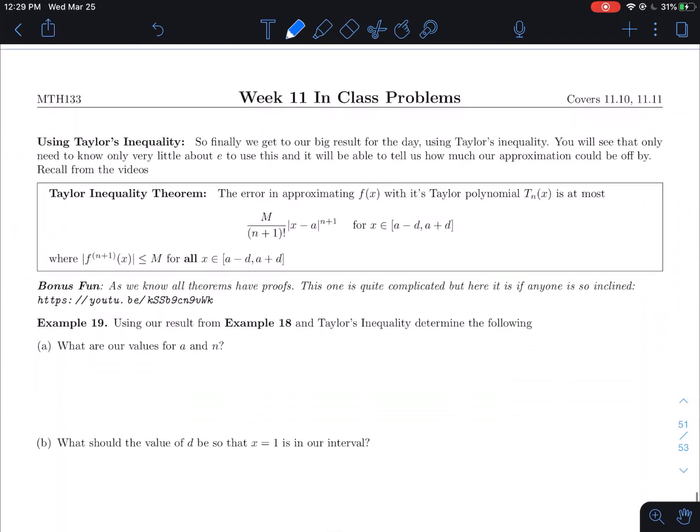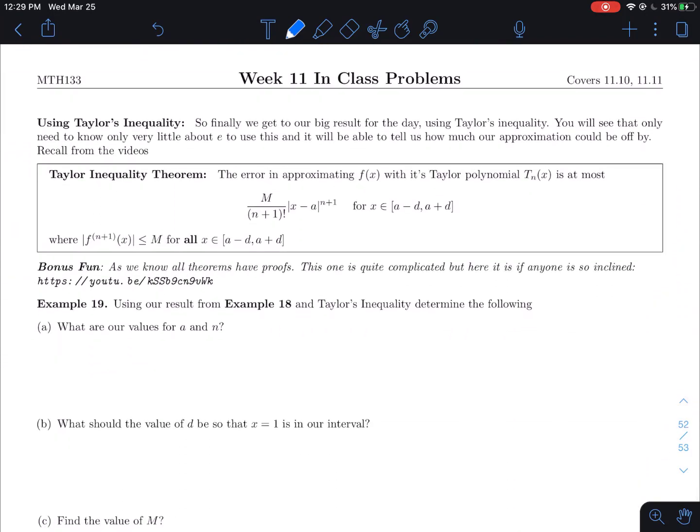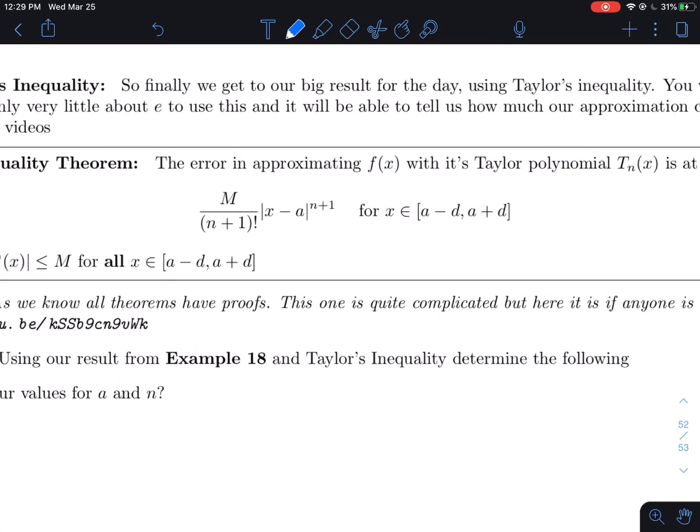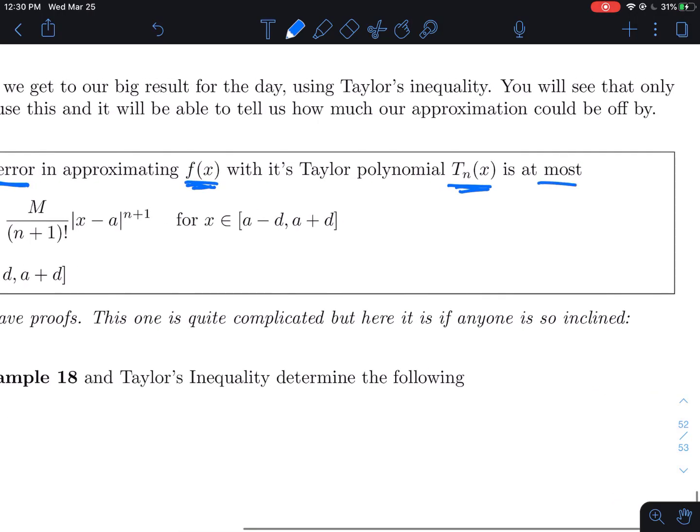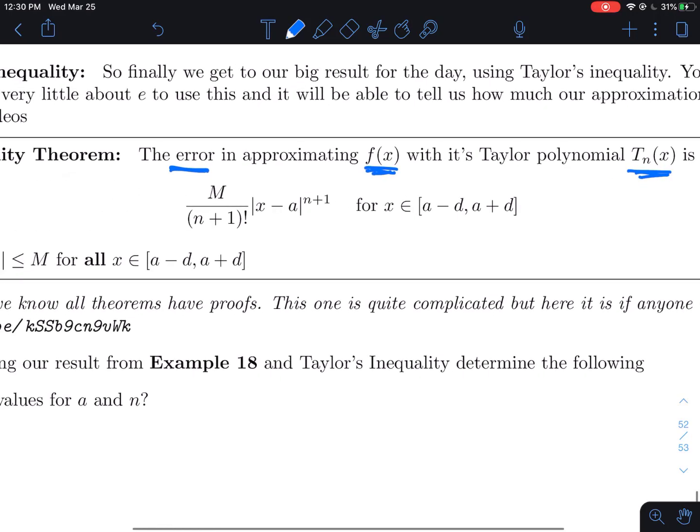All right, so here is the big content for the day, Taylor's inequality theorem. We'll see we actually only need very little information about e in general in order to see how much our approximation could be off by. This is saying that if you use a Taylor polynomial of degree n to approximate a function's value, the error is at most this value right here. But this is rather complicated, and it takes a little bit to digest.